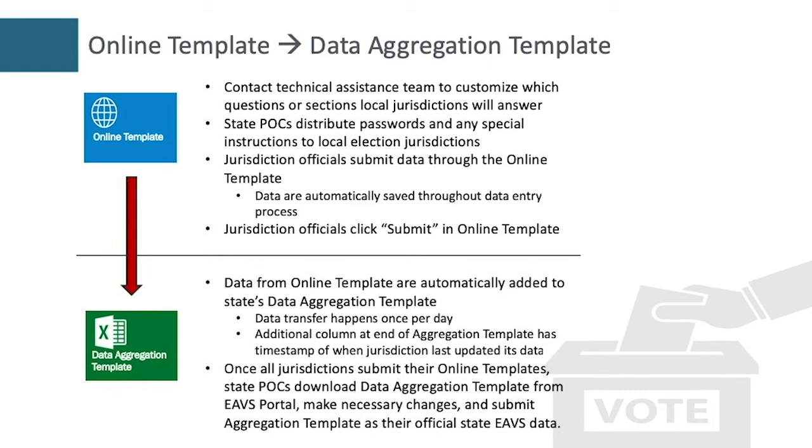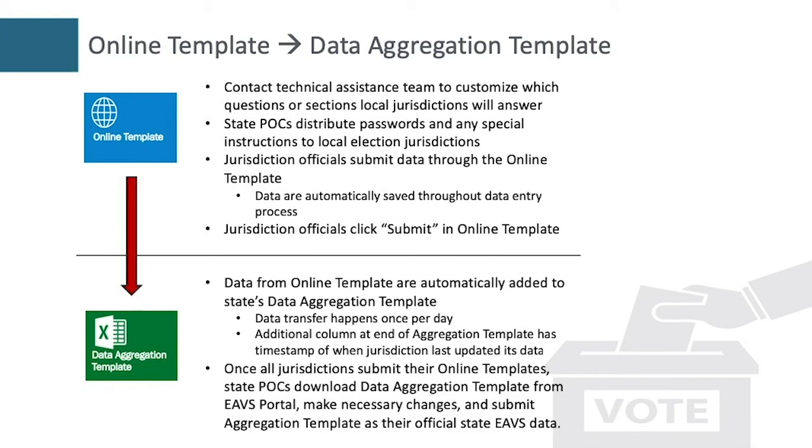Once all the jurisdictions have submitted their data through the online template, the next step is that you, as a state official, need to download that data aggregation template from your EAVS portal, review it and make any necessary changes, run the data validation checks, and then submit your state's aggregation template through the file upload function that we discussed earlier in this video. This aggregation template that you upload will serve as your state's official EAVS data submission.